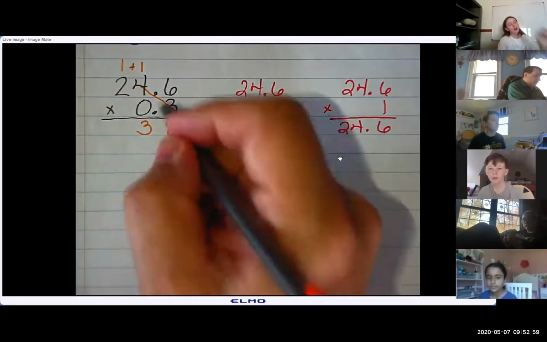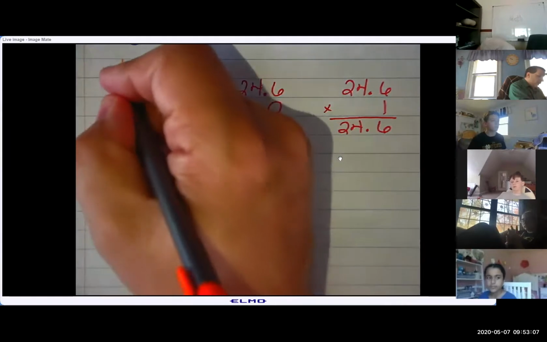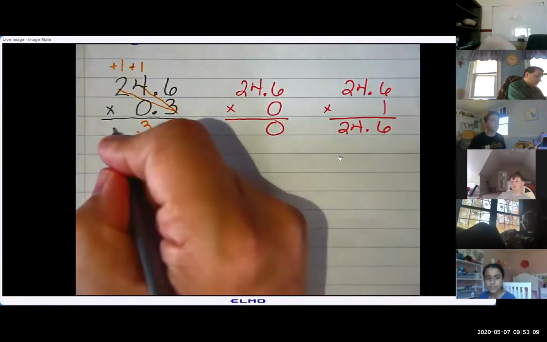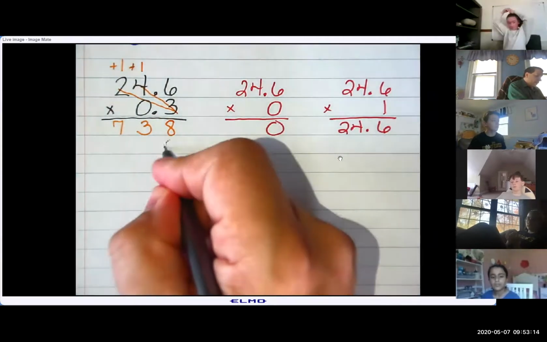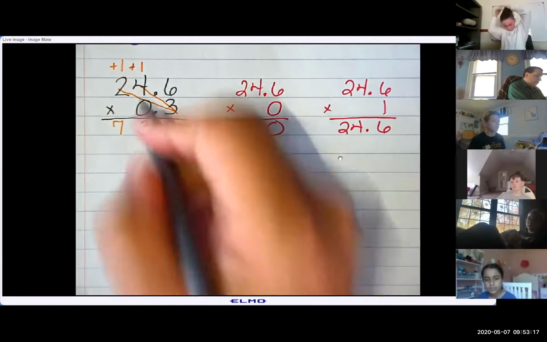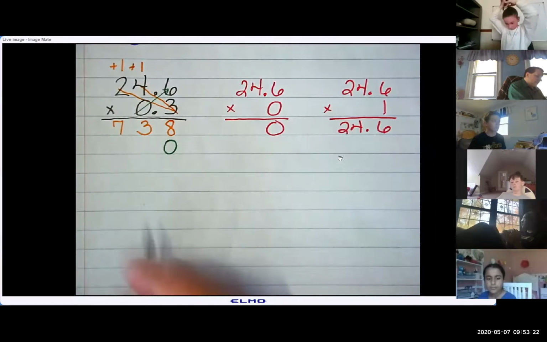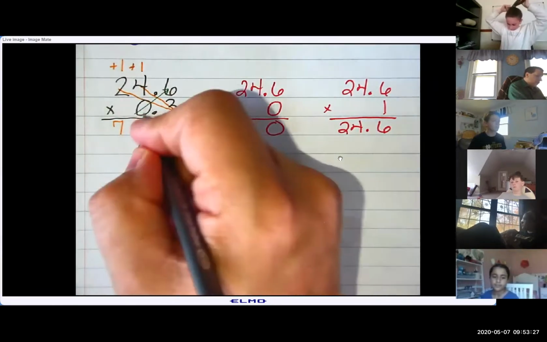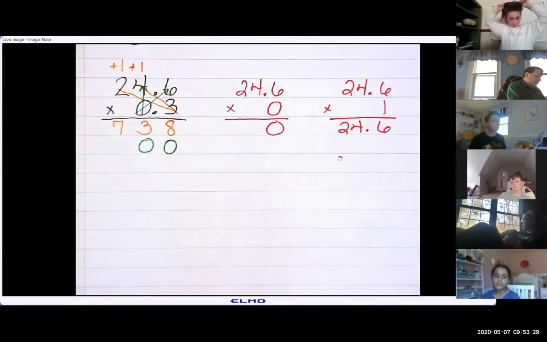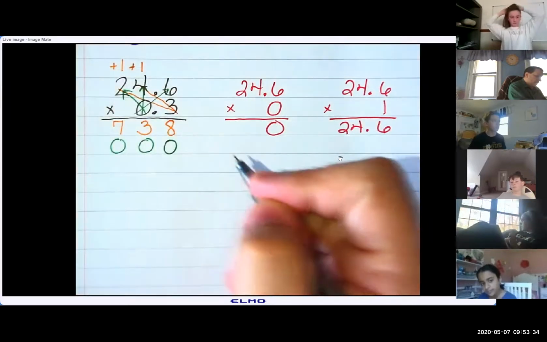And now 3 times 2 is 6, plus the 1. 7. Excellent. Keep going. Let's put our 0 in, and then we multiply by 0. 0 times 6 is 0. Take a breath. 0 times 4 is 0. 0 times 3 is 0.